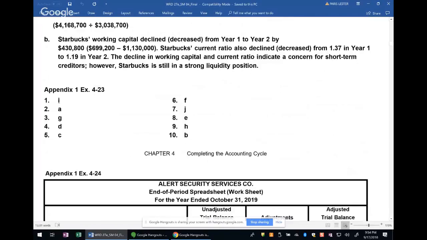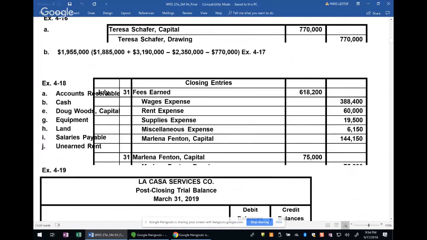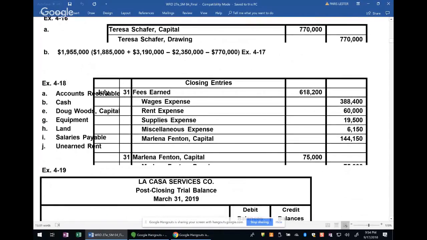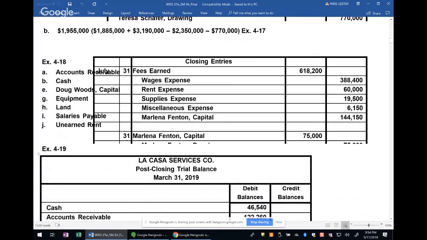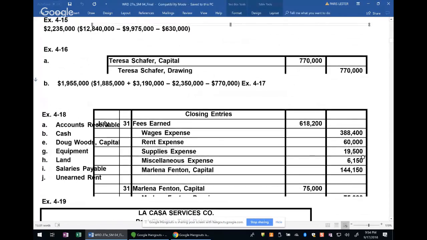Let's look at that one. 17. Something happened to 17 here. But anyhow, 18, and there's some overlap here. Margot, we closed out in that exercise. We took 75 out of capital. When we debit capital, it reduces it, right? And when we credit drawing, it gives it a zero balance.